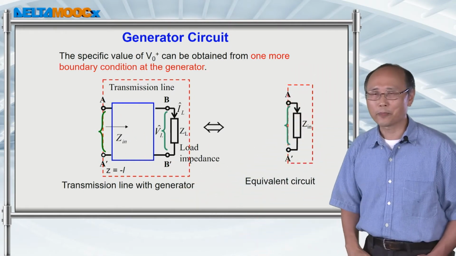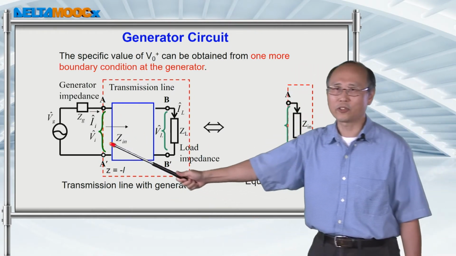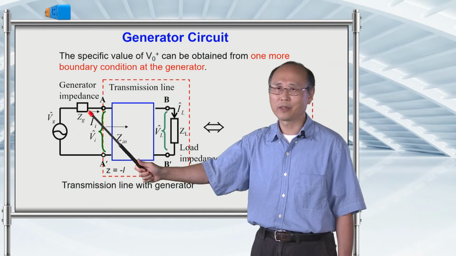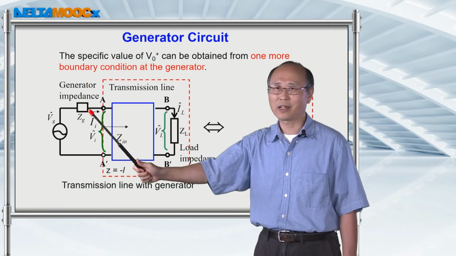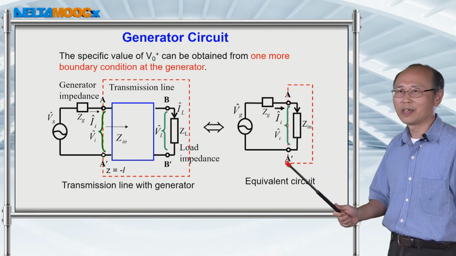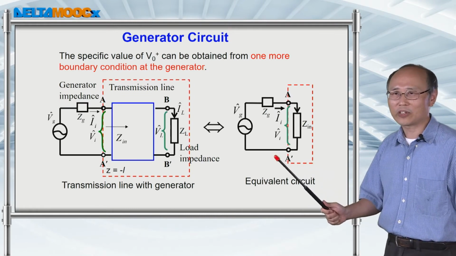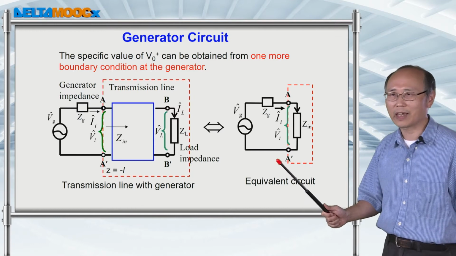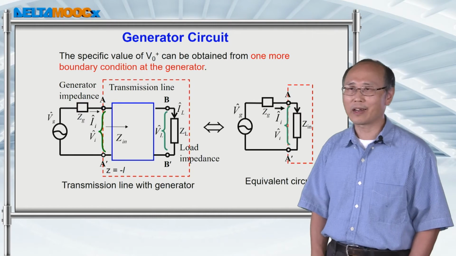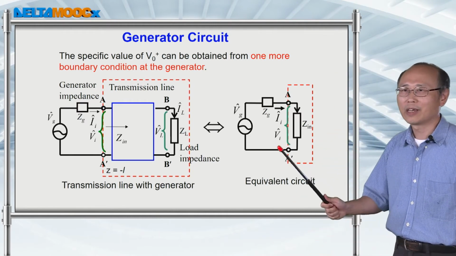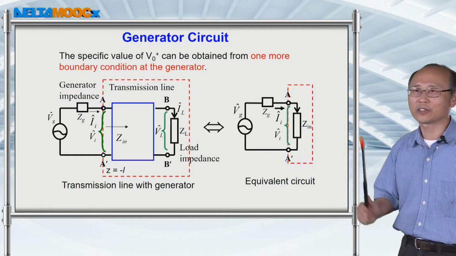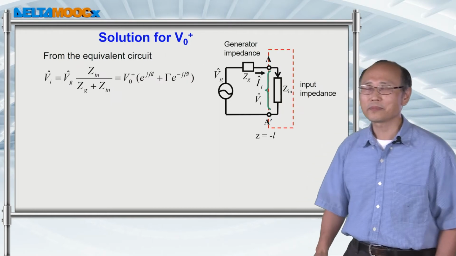Then we can append this circuit with the generator. In general, a generator will have a generator impedance, and you put this generator circuit into this equivalent circuit. For this configuration, we don't have the transmission line anymore. It is just a lumped circuit. So we can use lumped circuit analysis to do the calculation and figure out the input voltage and input current for this circuit. Let's do it now.